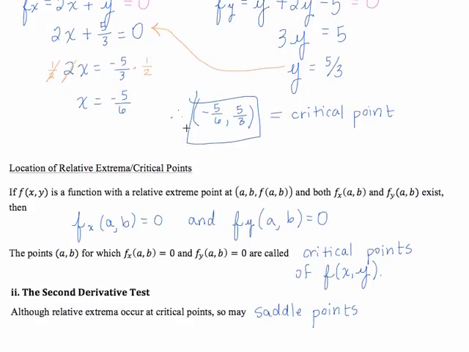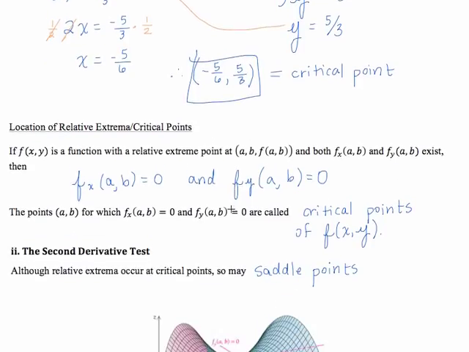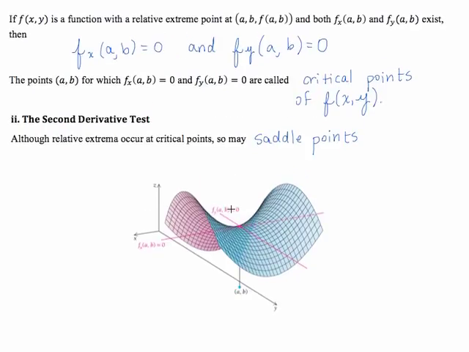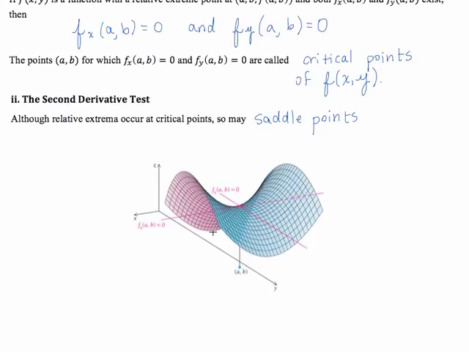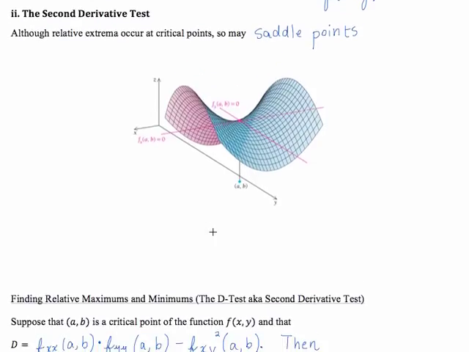The problem is that not only do maxes and mins occur where both partials are 0, so do these things called saddle points. You can see just from the diagram, it looks kind of like a saddle. This is an example where along the y-axis, in this direction, this surface has a maximum, but along the x-axis it's got a minimum. So you have a max in one direction and a min in the other. So it's not really either a max or a min of the function. It's called a saddle point.